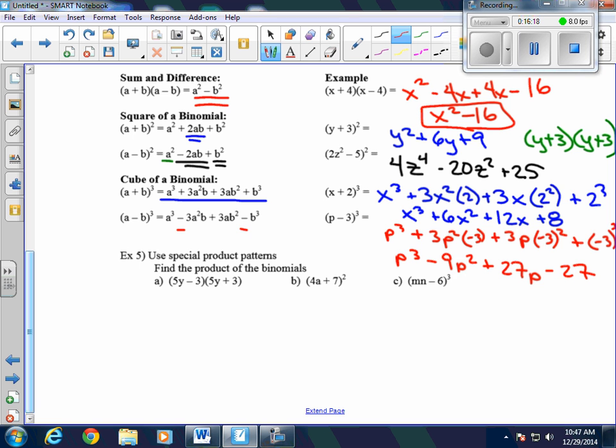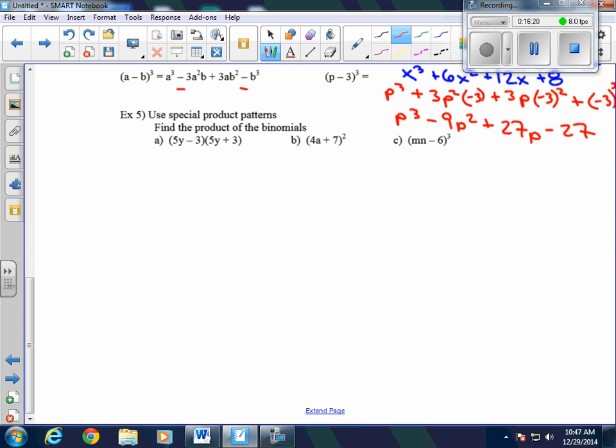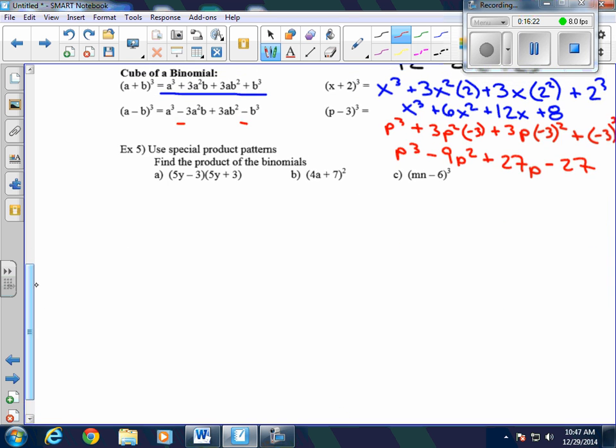All right, so let's look at example 5. And this is on finding the product of the binomial. So once again, we're going to use these three properties we just talked about. Notice they're the same. FOIL, 25y squared. I don't need to do the outsides and the insides. I know they're going to cancel out. So this one is going to be minus 9.